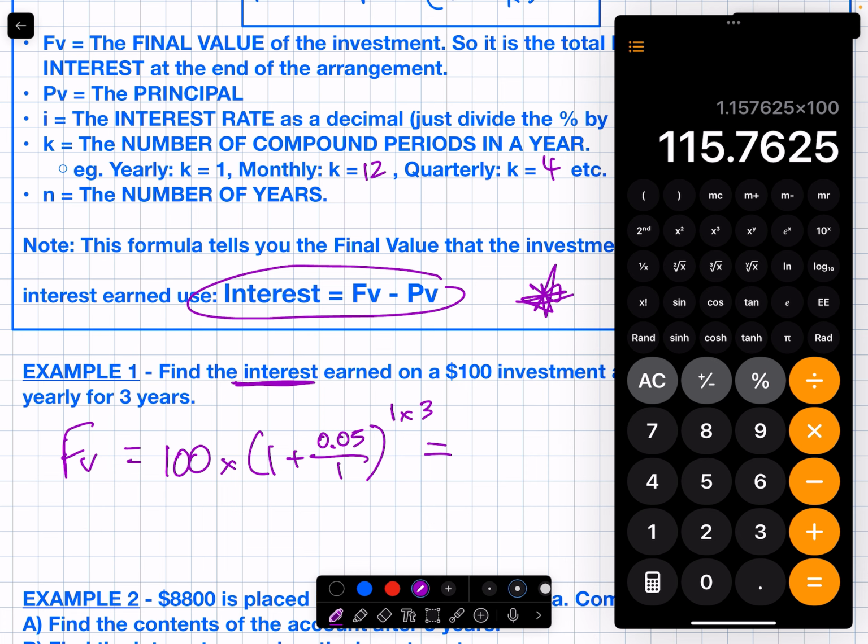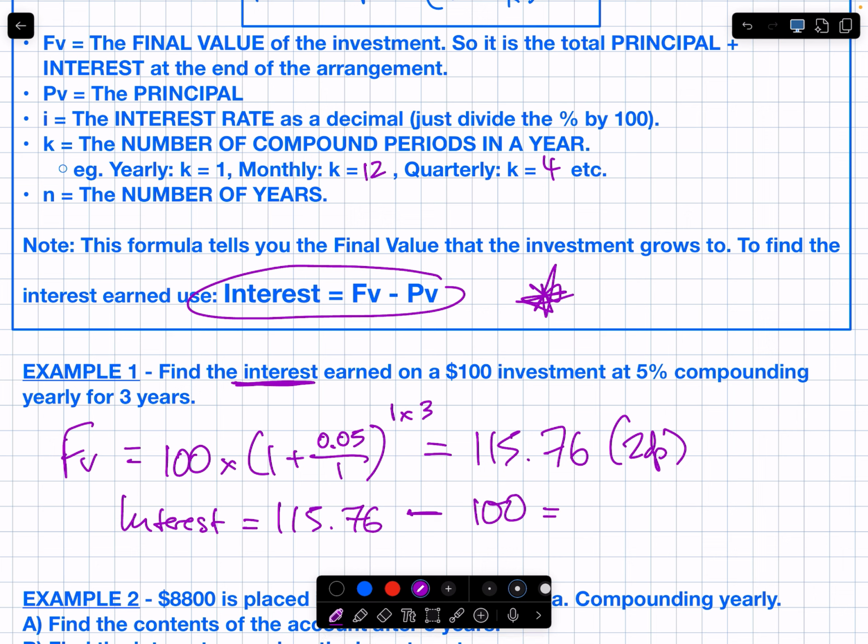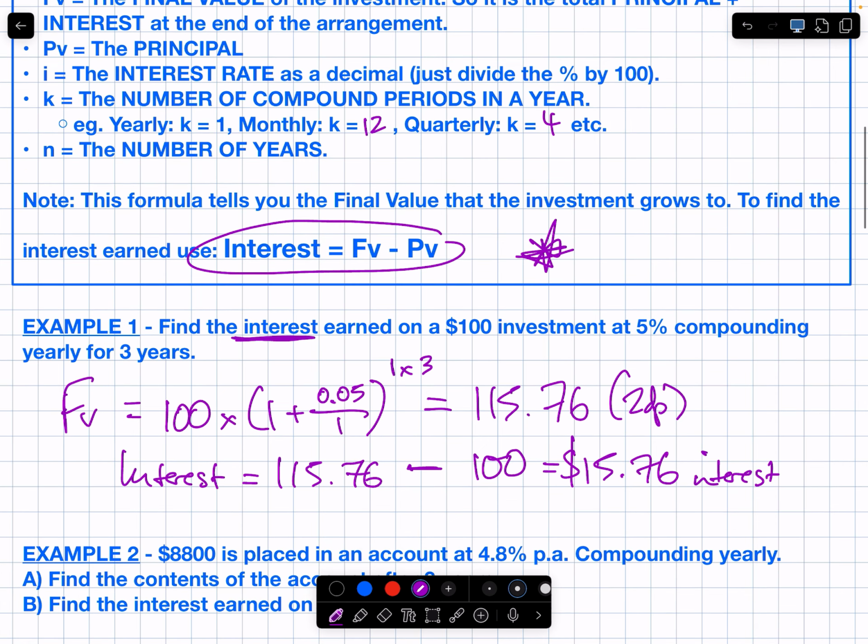115.76, which is the same answer as we got last time. 115.76 to 2 decimal points. So the interest is what it grew up to, $115.76, minus what I put in the first place, which is 100. So it's going to be $15.76 interest. Using the formula, rather than doing it year by year.